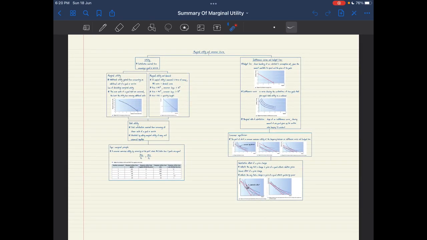All right, so this is the end of the entire chapter. Actually, I summarized it down to only these two parts, which is your utility and your indifference curves and budget lines. And I hope you guys will be able to understand my explanation of marginal utility and consumer choice.